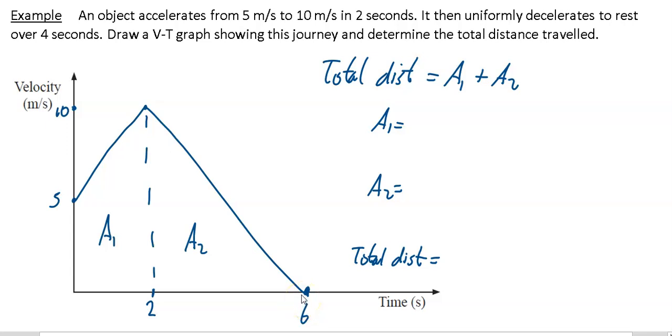It says what we're to do is determine the total distance traveled. So I've split my velocity time graph into 2 bits. I'm going to find this area. This is area 1. And I'll find this area. This is area 2. And my total distance is going to be area 1 plus area 2.